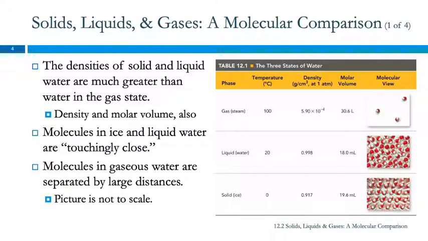So, quick review of solids, liquids, and gases. Here we're looking at water. Water is convenient because we are familiar with it in all three of its states. In the gas state, we often call it steam. Liquid water, we just call water. And as a solid, we call it ice.